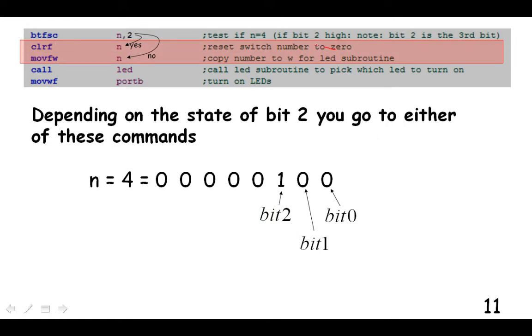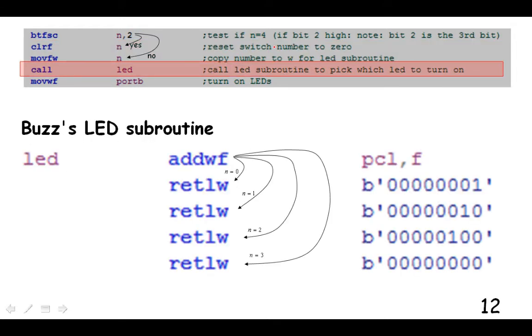If it's high, then it resets that number back to 0. And if it's not 4, then it's going to go right here, and it copies N into our working register, which is what we have to do whenever we're moving numbers around inside our microcontroller. Then we call the LED subroutine, and this is another subroutine that Buzz wrote for us.